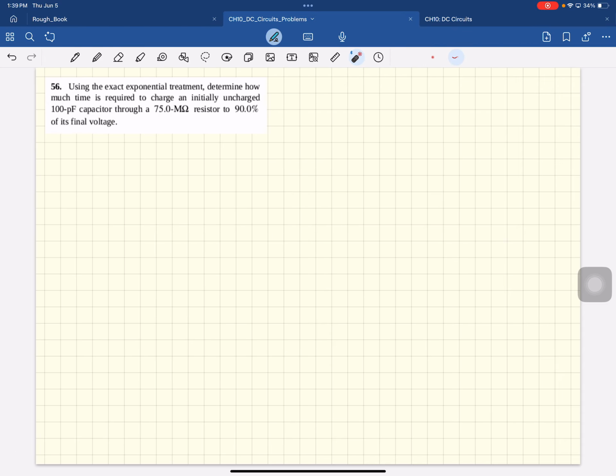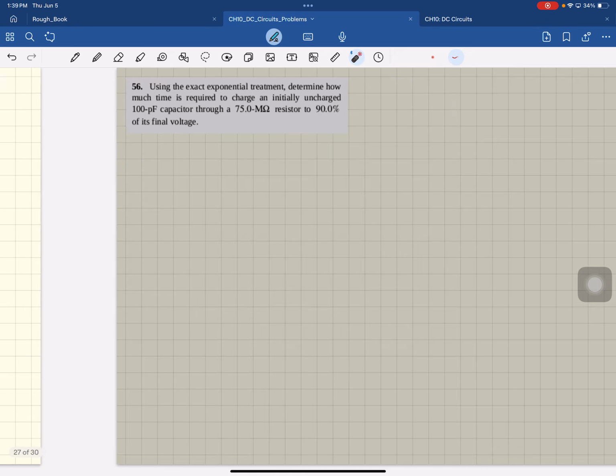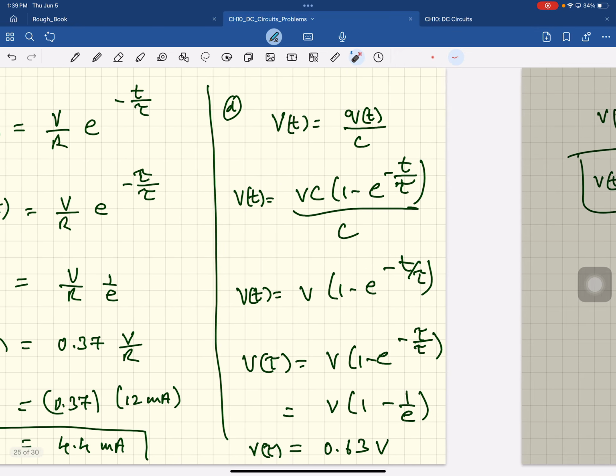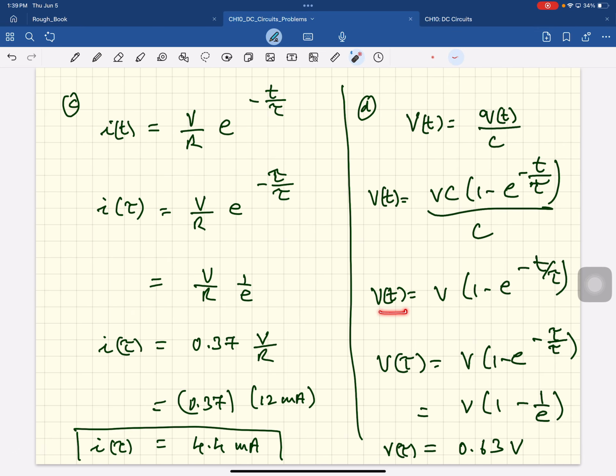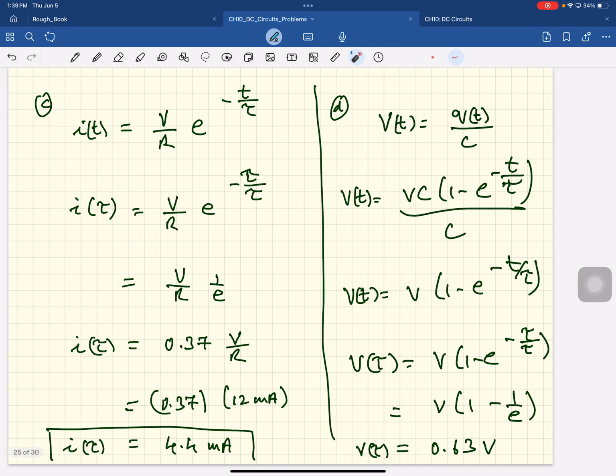This problem says, using the exact exponential treatment, determine how much time is required to charge an initially uncharged 100 picofarad capacitor through a 75 mega ohm resistor to 90% of its final voltage. So here is the expression for the voltage. Voltage is the voltage of the battery times 1 minus e to the power of minus t over tau.